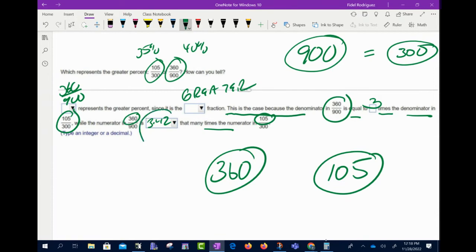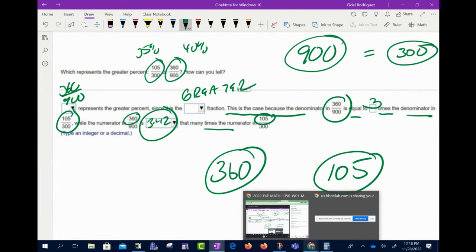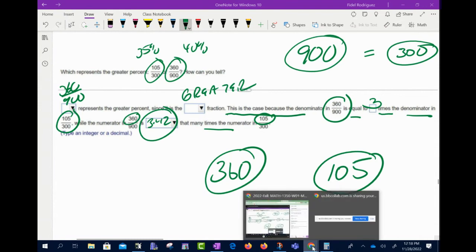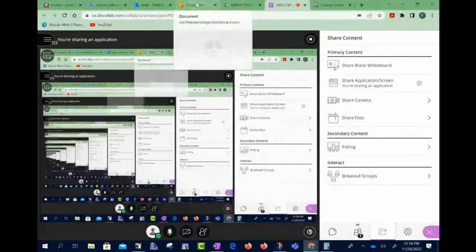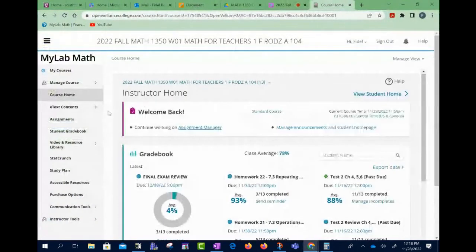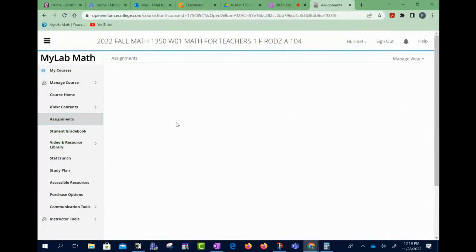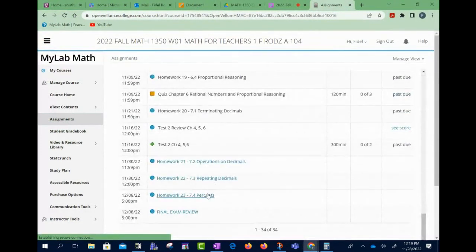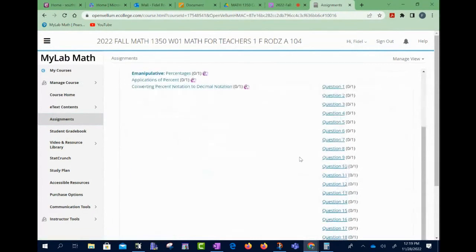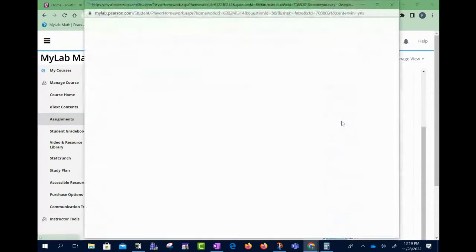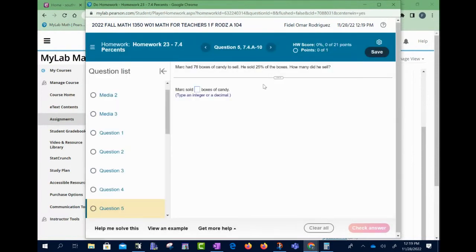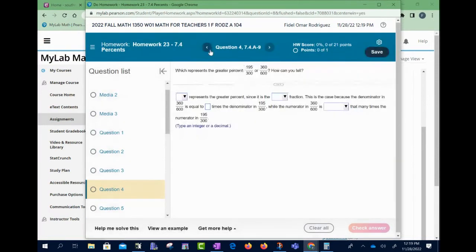I'm trying to figure out exactly what they want for this part. Let me check something here, guys, real quick. Let me see if I can open up my lab. I'm just curious what they're looking for in that particular problem. Here we go. Let's go to assignments. I just want to make sure I'm telling you all the right things. This is 7.4. I think this might be problem number 5 or 6, but I'm going to double check. Maybe the one before.